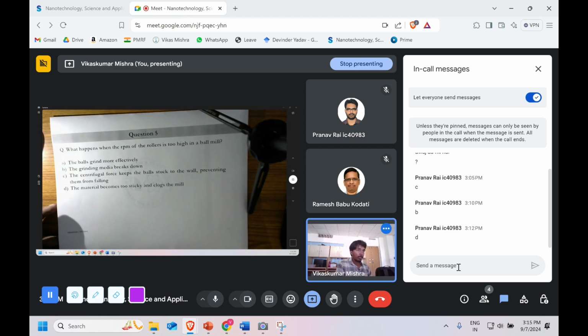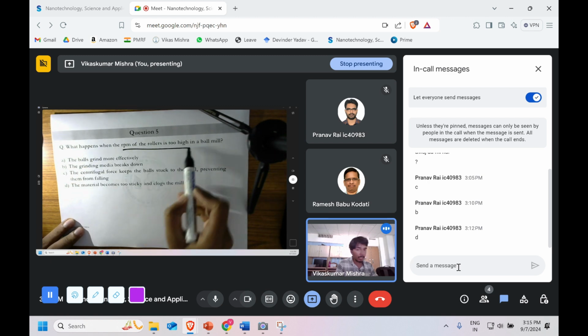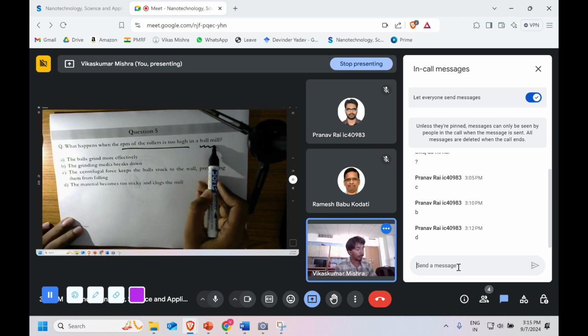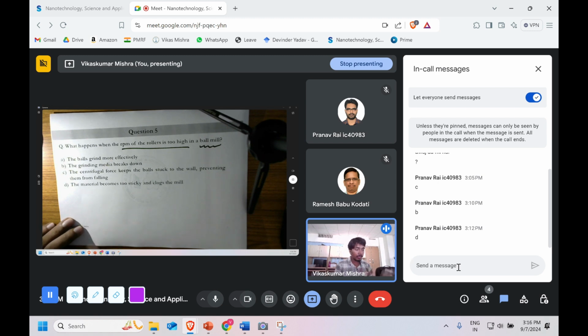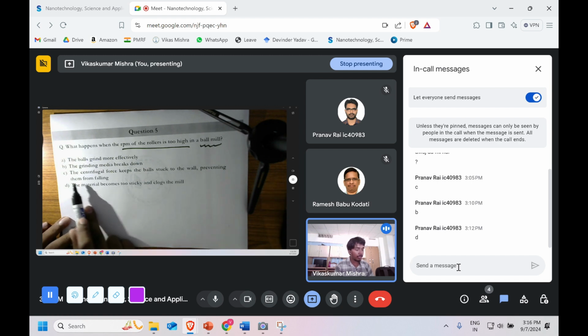Now this question is quite easy. Okay, so now they are asking what will happen when the RPM of the roller is too high in the ball mill. Okay, now we keep on increasing the speed. It's very high, let us say. So now, do the balls grind more effectively? Do the grinding media break down? The centrifugal force keeps the balls stuck to the wall, preventing them from falling. And D, the material becomes too sticky and clogs the mill. Yeah, the option C is the right answer.